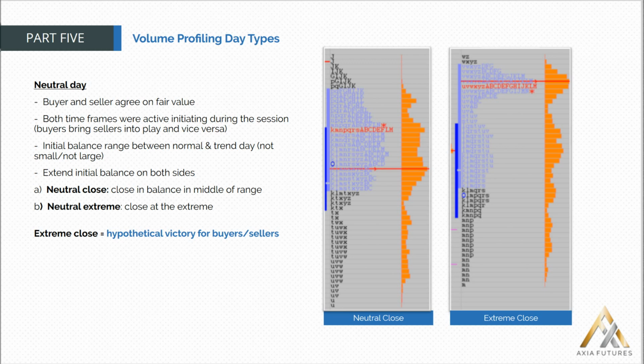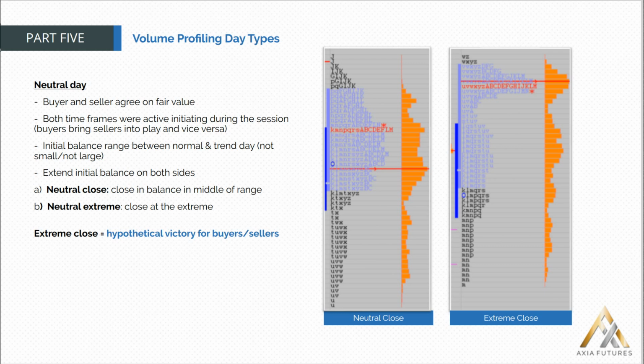We then have two types of closes, and this is important to pay attention to. We have a neutral close. A neutral close is where the close of the market occurs within value area. So a pretty ordinary close where neither buyer nor seller victoriously wins the day. However, when we get a neutral extreme close, this is where the market shuts at either the high or the low. When we do have one of these extreme closes, this gives us quite an early signal for the next day's trade. Why? Because an extreme close is a hypothetical victory for a buyer or seller.